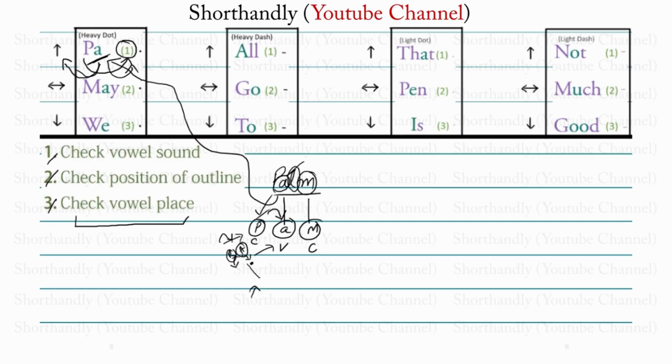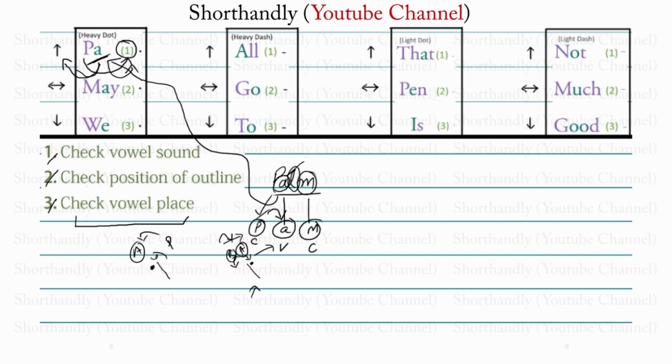If we had the vowel A before the P, if we had the vowel before this P, then we would have been putting the vowel before this P, right?